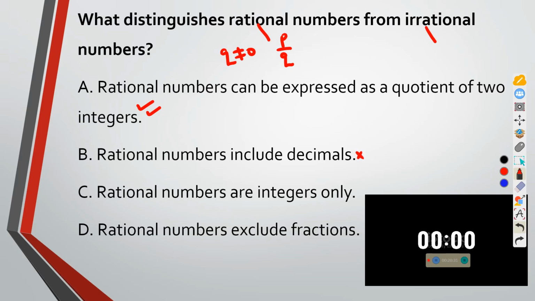Then C, rational numbers are integers only. This is also incorrect because integers are a proper subset of rationals. For example, 1 divided by 2 is rational but not an integer. So rational numbers don't necessarily include integers only. D, rational numbers exclude fractions. This is incorrect because rational numbers are fractions or quotients, so excluding them would contradict the definition. So option A is the best choice, and that would be our answer.